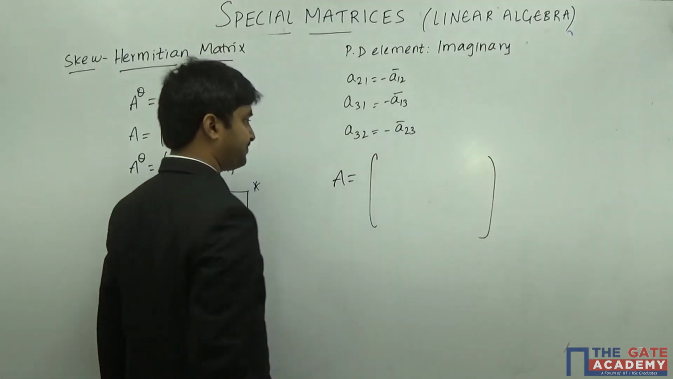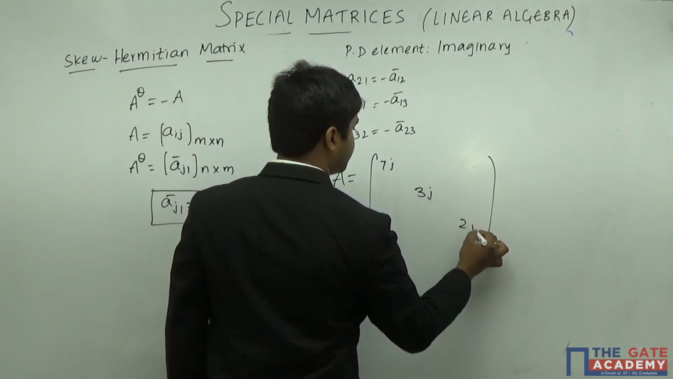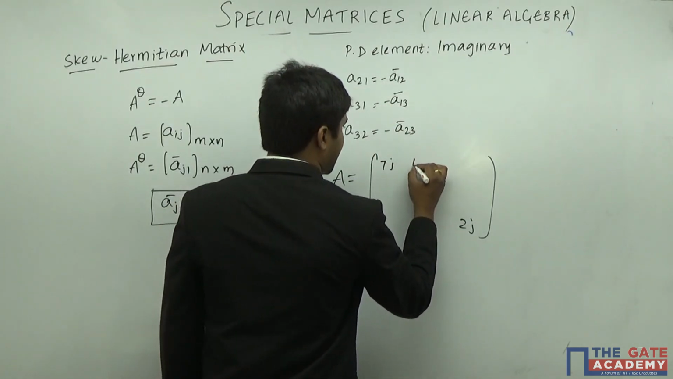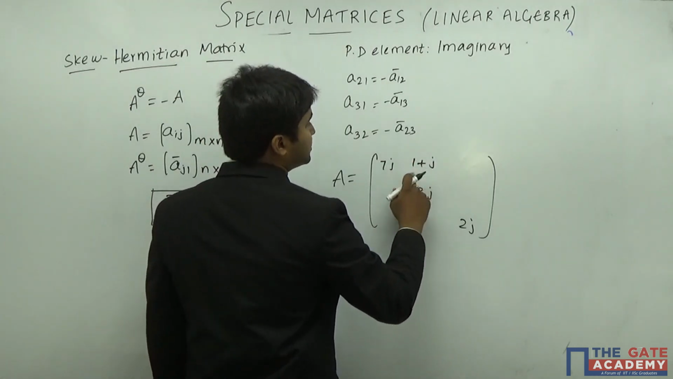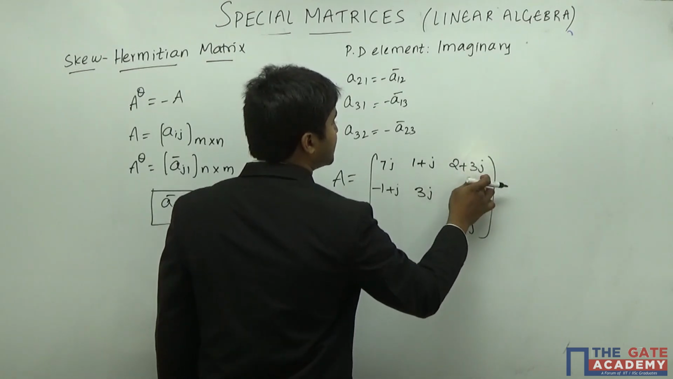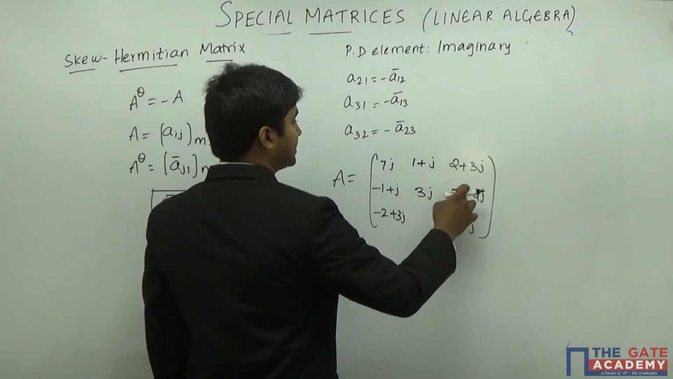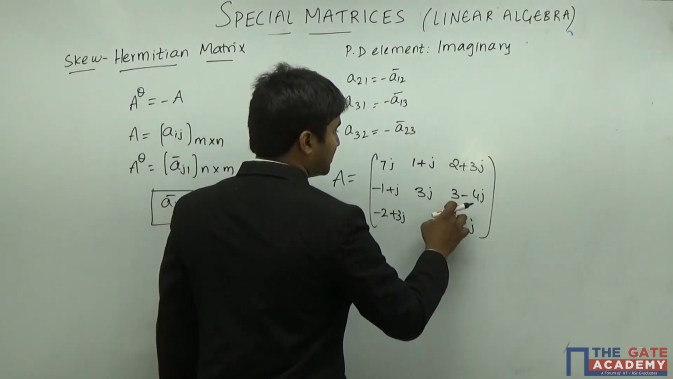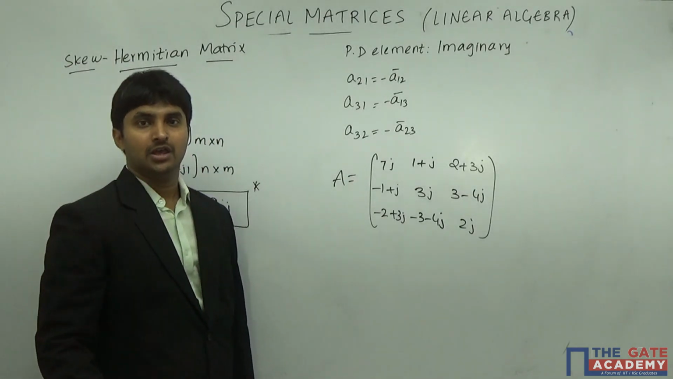Then form the matrix. This time let me take a 3 by 3 matrix. The principal diagonal elements should be imaginary numbers, so I can take 7j, 3j and 2j. They are imaginary numbers. They can be zeros also, it doesn't matter. Now, if I have 1 plus j here, then here it should be the conjugate with a minus sign. So if it is 1 plus j, the conjugate is 1 minus j, with a minus sign it is going to be minus 1 plus j. If I have 2 plus 3j here, the conjugate is 2 minus 3j, with the minus it is minus 2 plus 3j. If I have 3 minus 4j as the element in the second row, third column, A23, then A32 is going to be the conjugate with a minus sign. The conjugate is 3 plus 4j, with a minus sign it's going to be minus 3 minus 4j. Now this matrix is going to be a skew Hermitian matrix.